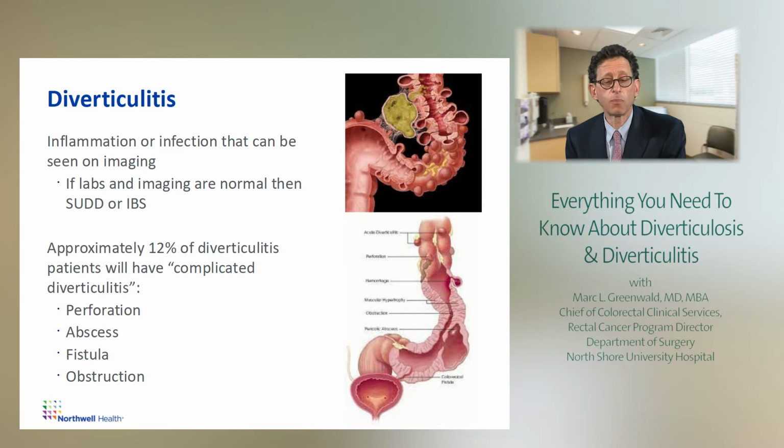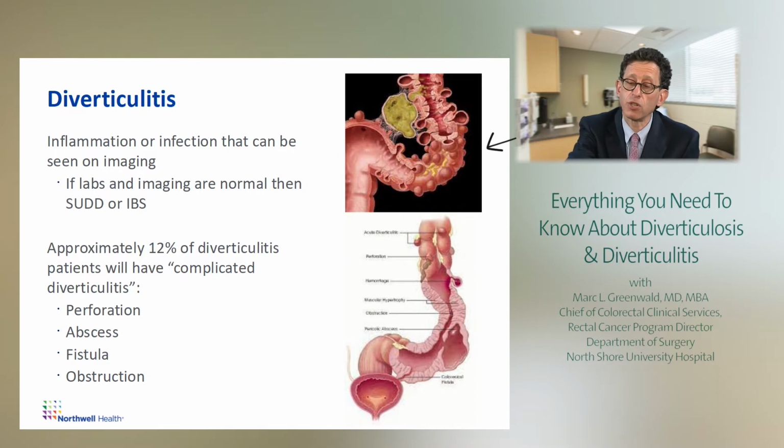Approximately 12% of patients with diverticulitis can have even complicated diverticulitis. So uncomplicated diverticulitis is something where there's just inflammation and infection. You can see that really down here on this picture. You can see the little diverticula, that it's reddened and inflamed. And that's different than complicated diverticulitis, which is when there is one of these things. They're listed there. There's perforation, there's abscess, there's fistula, and obstruction.